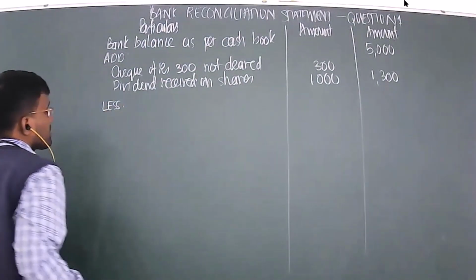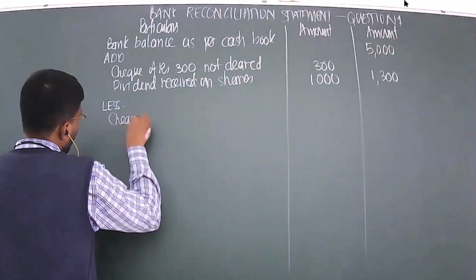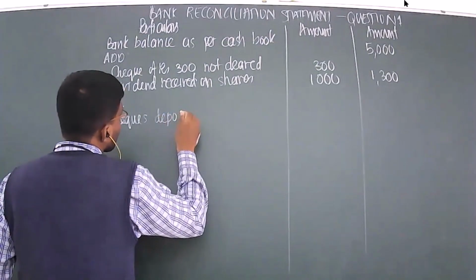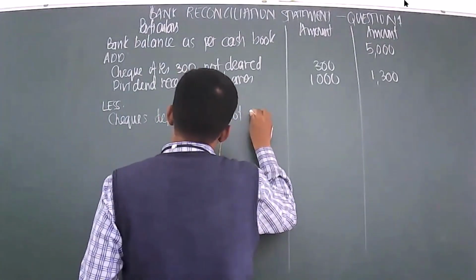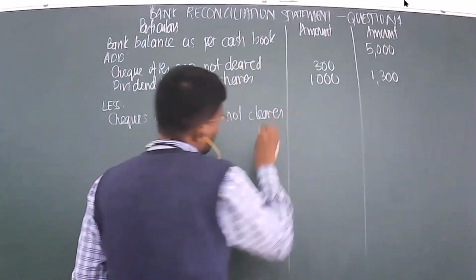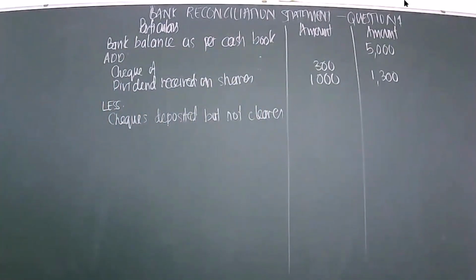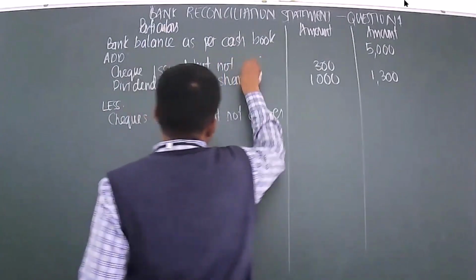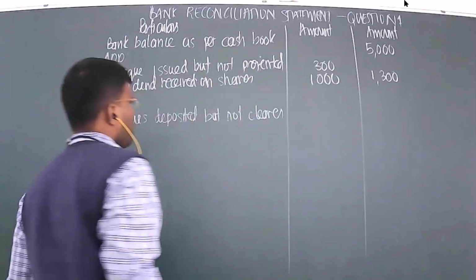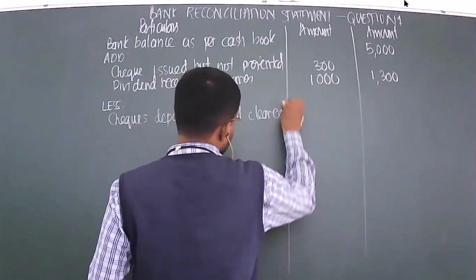Then let's talk about the transactions that we have to subtract. What are the transactions that we have to subtract? Okay, to avoid confusions, I'm just going to rephrase this particular point. I'll just mention this as checks issued but not presented. Okay, this is just to avoid confusion. Checks issued but not presented. Okay, so next one we have checks deposited but not cleared.